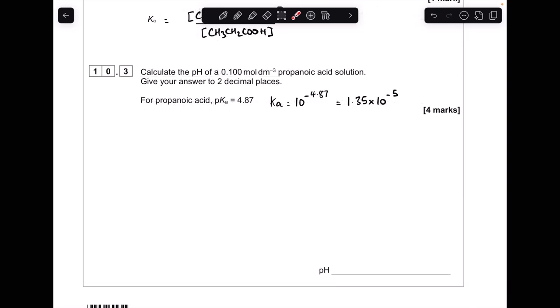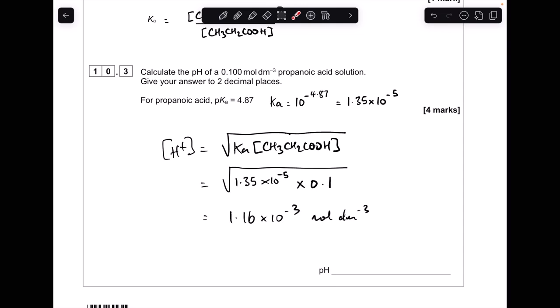Moving on to part 3, got to calculate the pH of this concentration propanoic acid, and we've been given the pKa 4.87. So the first thing I've done is turn that into Ka. So Ka is 10 to the minus pKa, so that's coming out at 1.35 times 10 to the minus 5. Propanoic acid's a weak monobasic acid, so the H+ concentration for a weak monobasic acid is equal to the square root of the Ka multiplied by the original concentration of the acid. So we've got both of those numbers there, the Ka value and the original concentration of the acid.